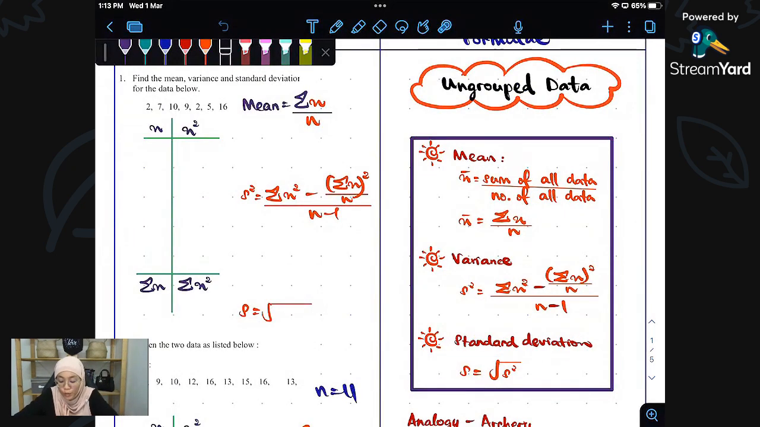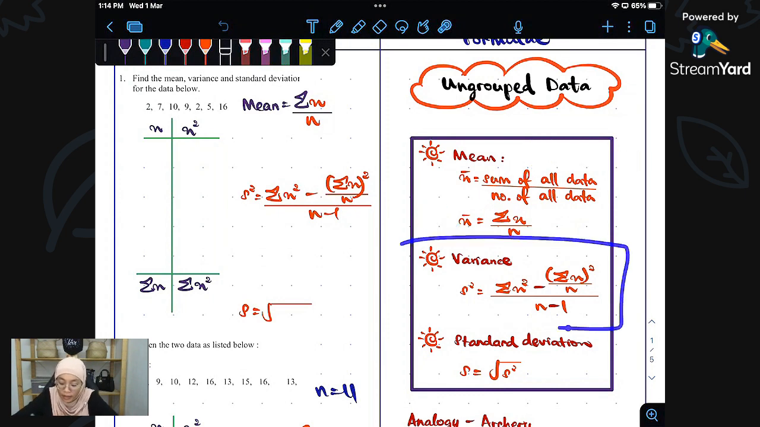In order to do that, we need the mean. The mean, you already learned it, which is the summation of x divided by the number of data, and you will get x bar, or the mean, or we call it the average.